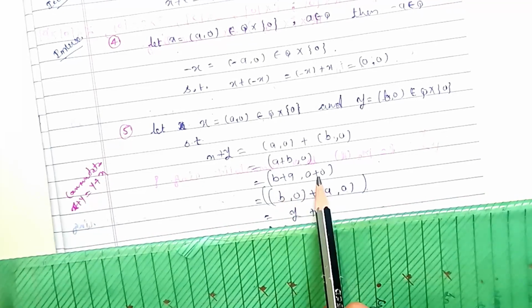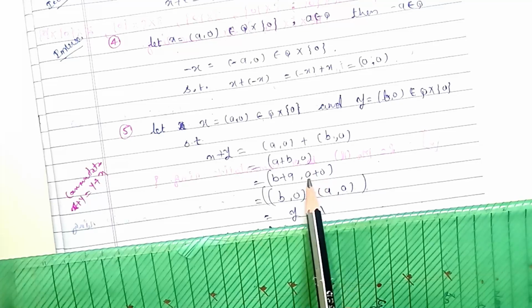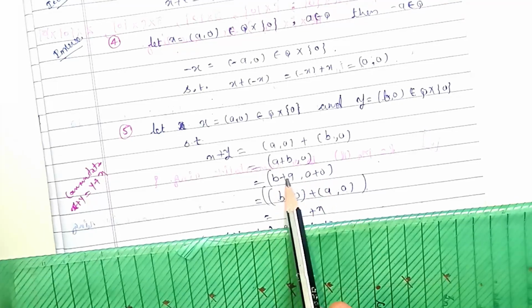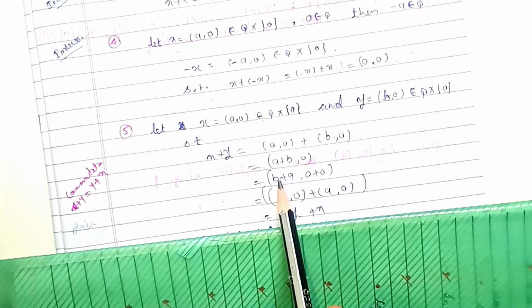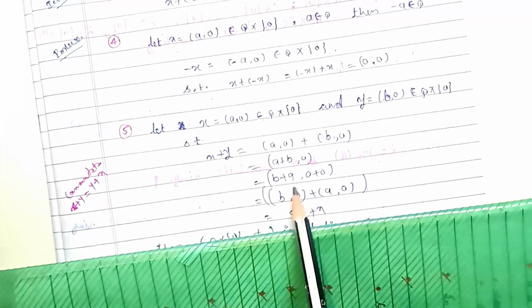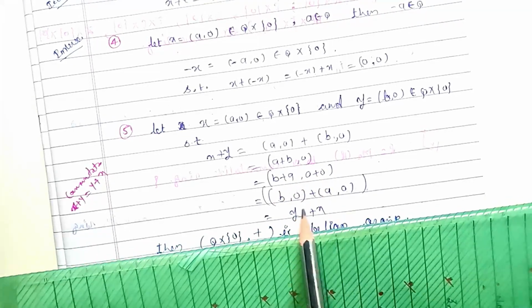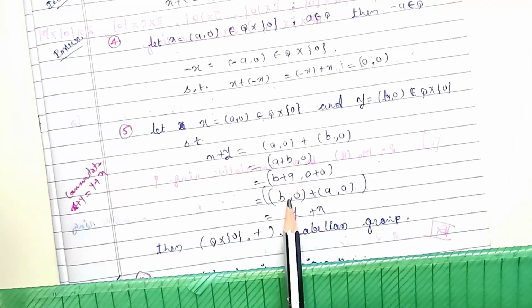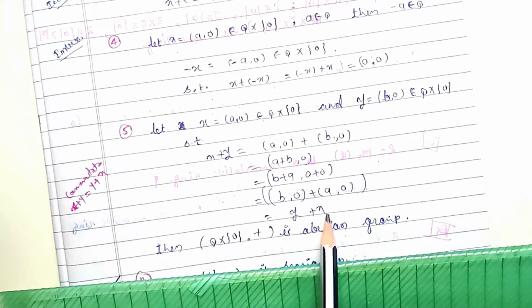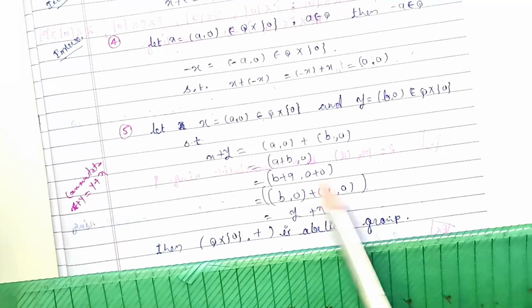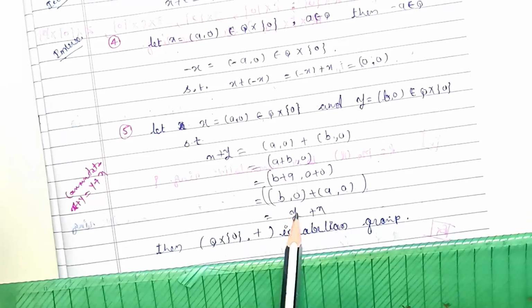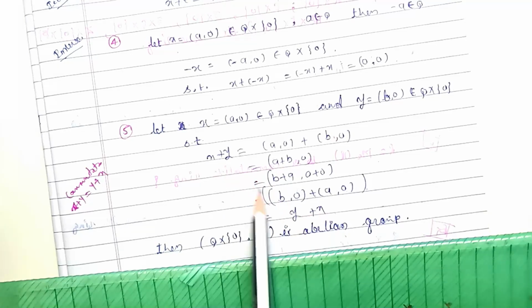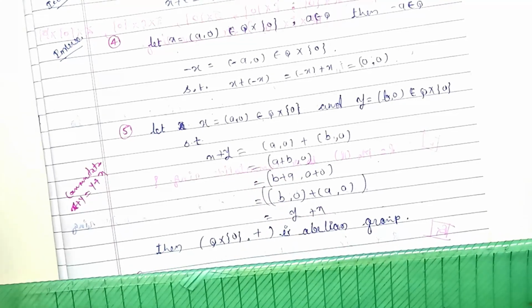So (b plus a, 0 plus 0), where 0 can be written as 0 plus 0. Now expand these two values: (b, 0) plus (a, 0). So that is y plus x. So here I have shown that x plus y is equal to y plus x, where (b, 0) is the value for y and (a, 0) is the value for x. Or the other way, you may first find the value for x plus y, again find the value for y plus x, and prove that these two values are equal. So it is easier to show.